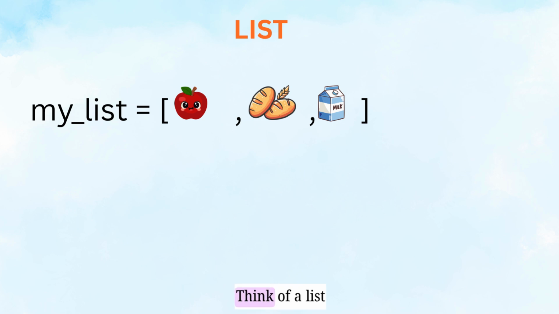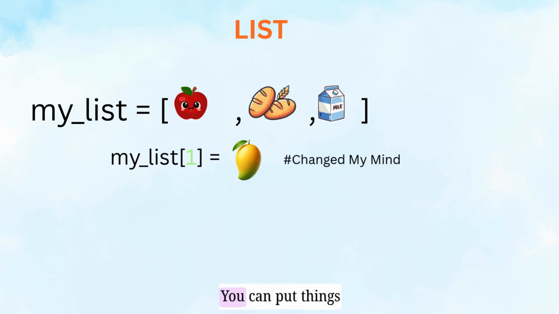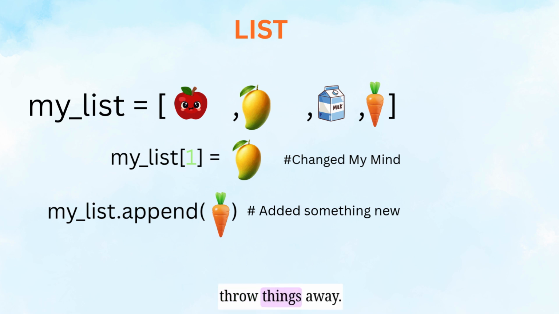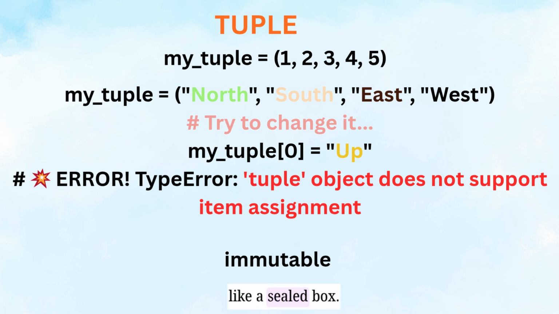Think of a list like a shopping bag. You can put things in, take things out, change your mind, add more stuff, or throw things away. A list is mutable. That means you can change it. Now think of a tuple like a sealed box. Once it's packed and sealed, it's done. No adding, no removing, no changing. A tuple is immutable, meaning you cannot change it once it's created.